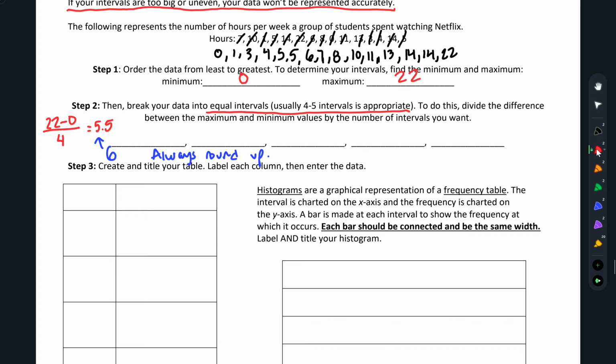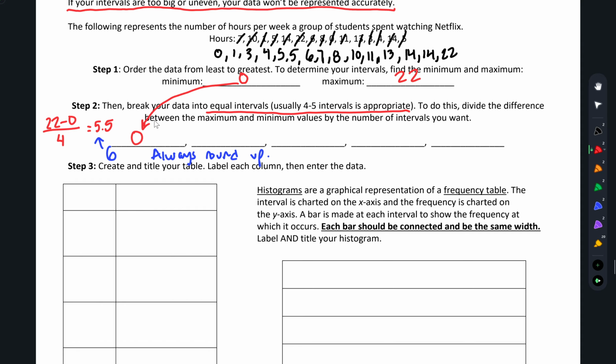Then, I'm going to start with my minimum value. In this case, my minimum value is 0. That does not mean we always have to start with 0. You start with whatever the minimum value is. If the minimum value is 11, you start with 11. My minimum value is 0.